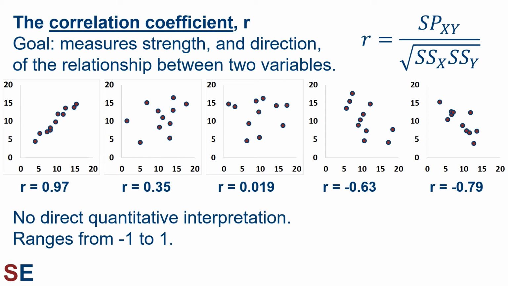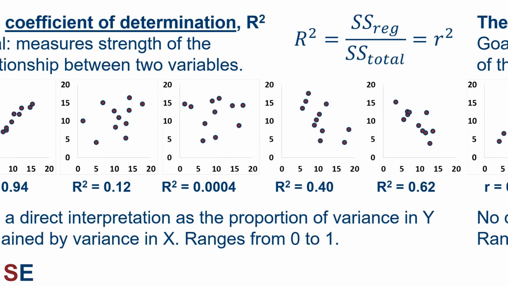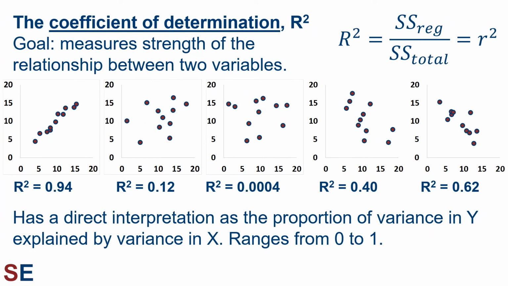The center plot shows that when the data values are essentially randomly placed, the R value will be close to 0. Unlike our next value, the exact value of the correlation coefficient does not have a direct quantitative interpretation. The coefficient of determination is represented by an uppercase R squared, and this value describes the strength, but not the direction, of the relationship between the two variables.